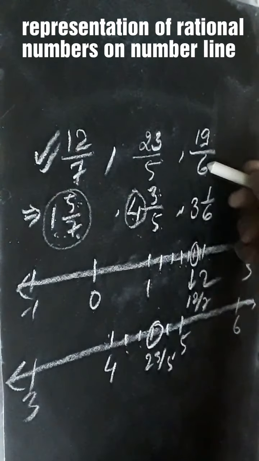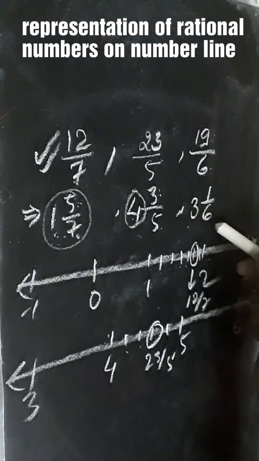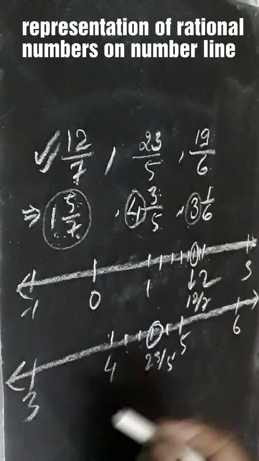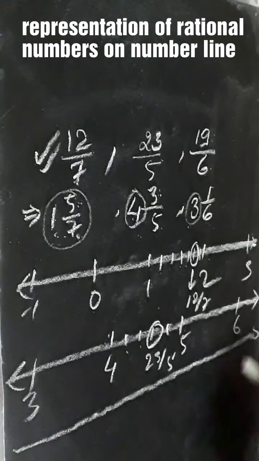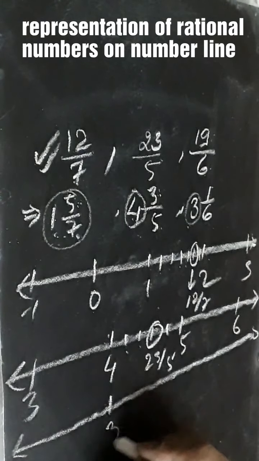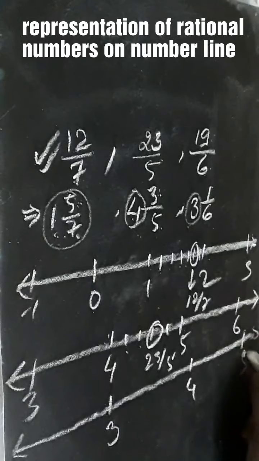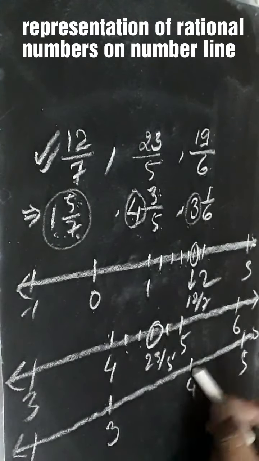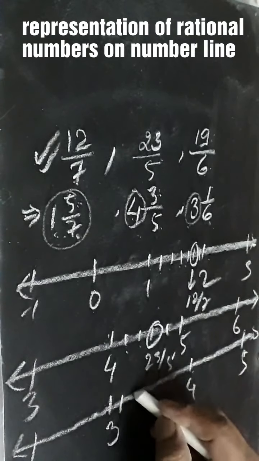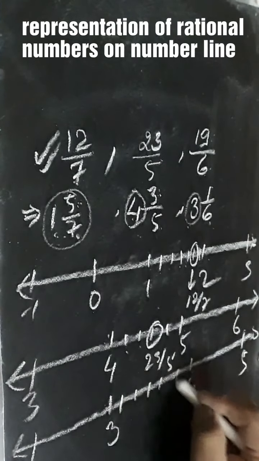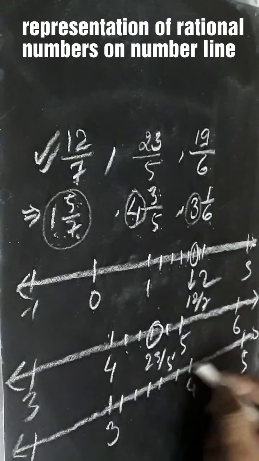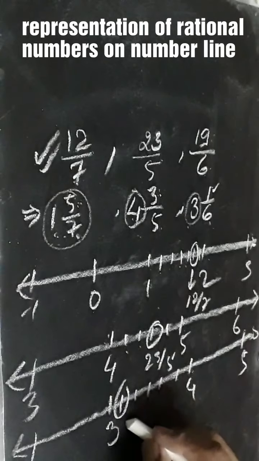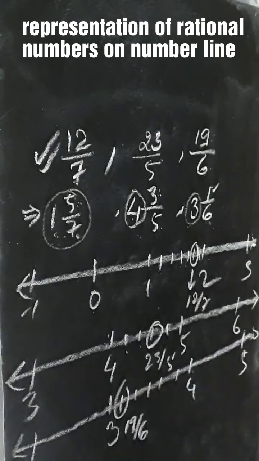Now we have to represent 19 by 6. The mixed number for this is 3 whole number 1 by 6. So this number will lie between 3 and 4. We have taken another number line. This is 3, this is 4, this is 5, this is 2. Now 3 and 4 will be divided into 6 equal parts: 1, 2, 3, 4, 5 and 6, including this 6. Now we have 1 here, the first part. This represents 19 by 6 on the number line.